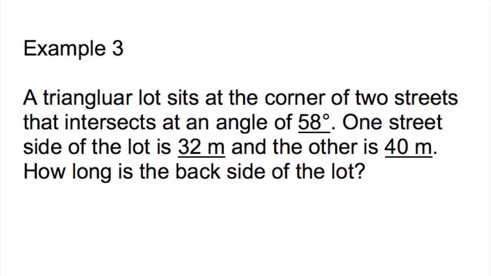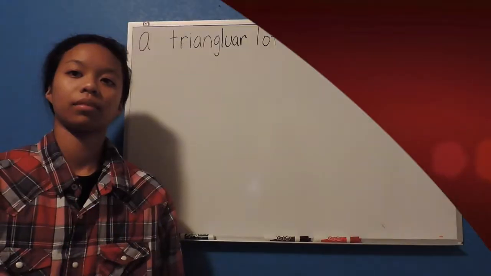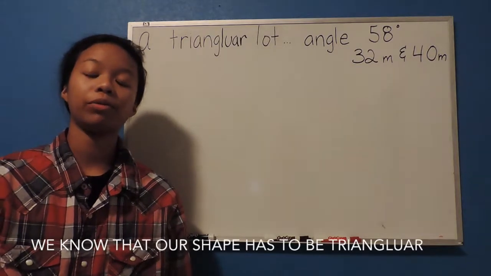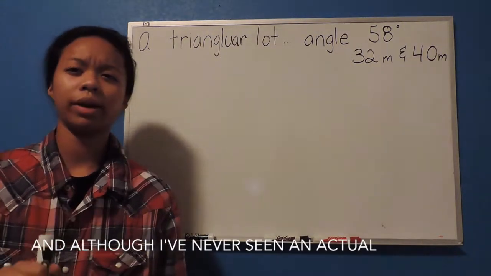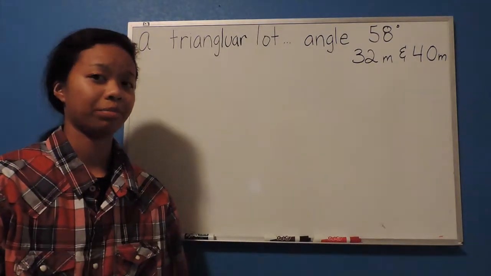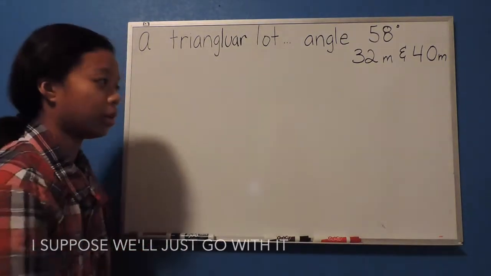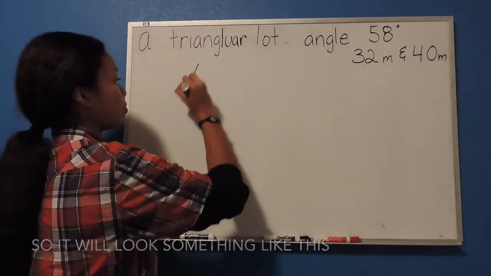A triangular lot sits at the corner of two streets that intersect at an angle of 58 degrees. One street side of the lot is 32 meters and the other is 40 meters. How long is the backside of the lot? Given in the problem, we know that our shape has to be triangular. And although I've never seen an actual triangular lot, I suppose we'll just go with it. So it'll look something like this.